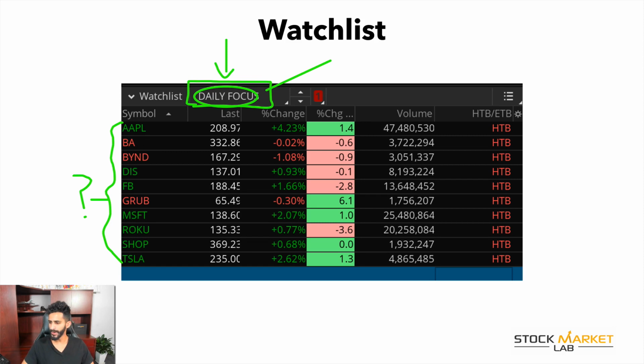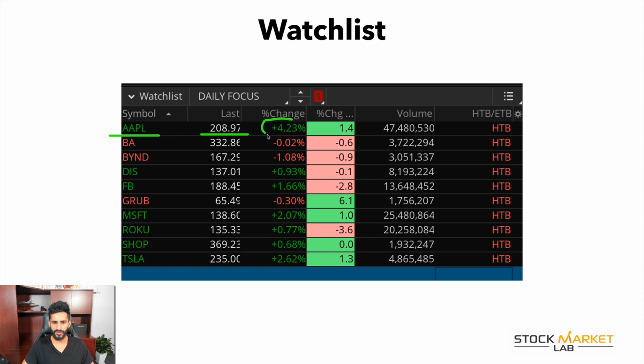Now, if you take a look right here, we have stock Apple, AAPL, the last price, how much it went up by in percentage, how much it went up by in dollar value, the daily volume, and then I have HTB, ETB, which means is it hard to borrow or easy to borrow. And then obviously you guys can see a lot of other different stocks. So this is one watch list. When you guys build your watch list, it's going to change on a daily basis or a weekly basis depending on how you trade.